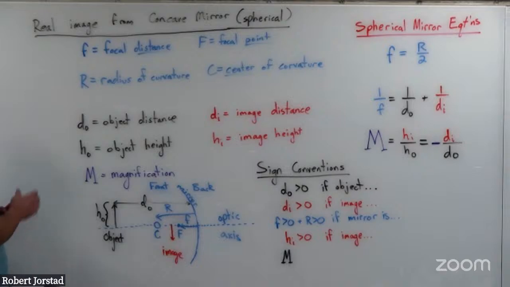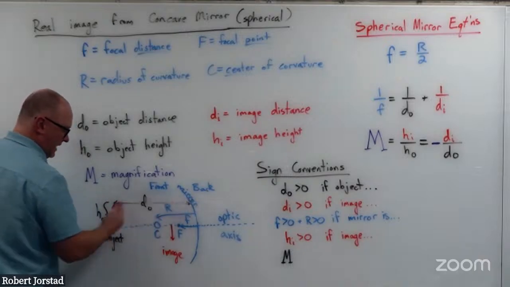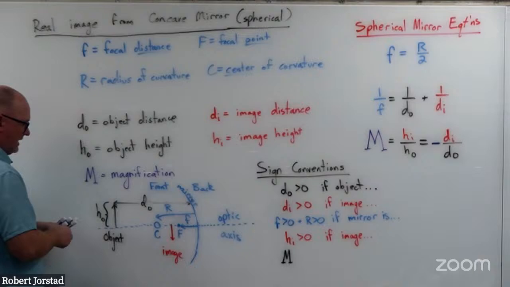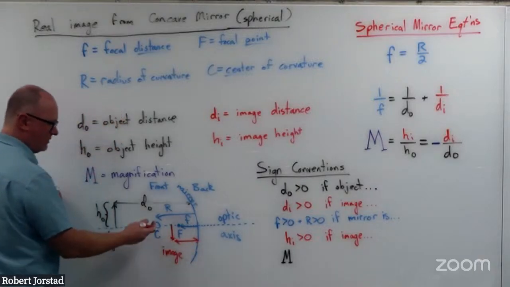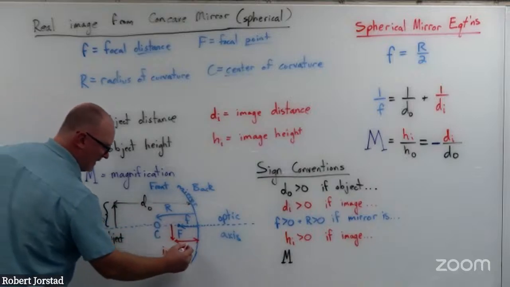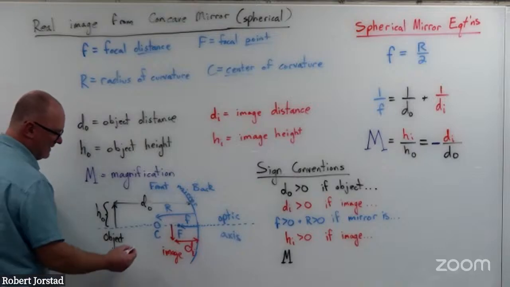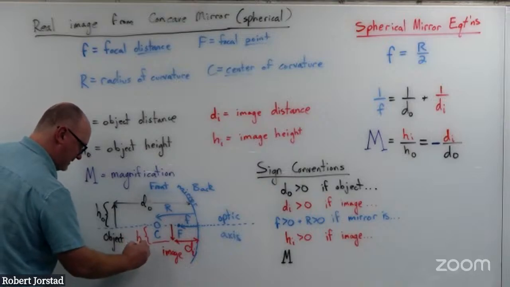Now, hopefully, if this is where our mirror is located, we can move this object around and find the image. And when we do that, or you could move the mirror, or you could move a piece of paper, this distance would be D subscript I, the image distance. And this height that I'm going to have some trouble labeling here is the height of the image.